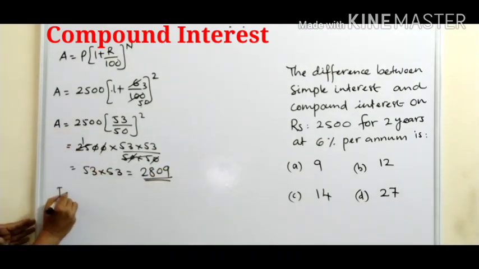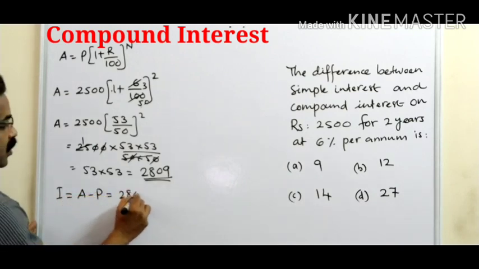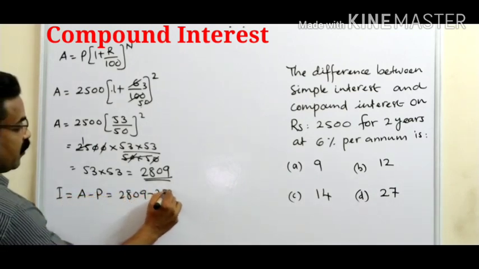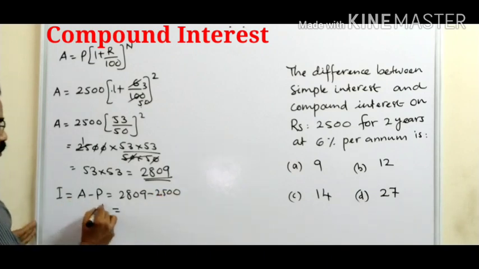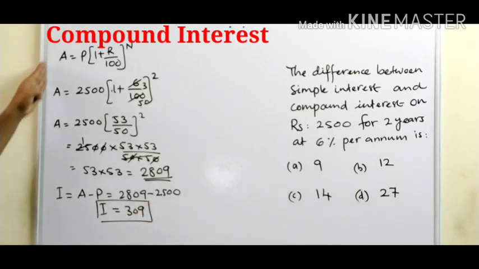So what will be interest? Interest is equal to A minus P. That is 2809 minus 2500. So here interest will be equal to 309 only. This is according to compound interest.